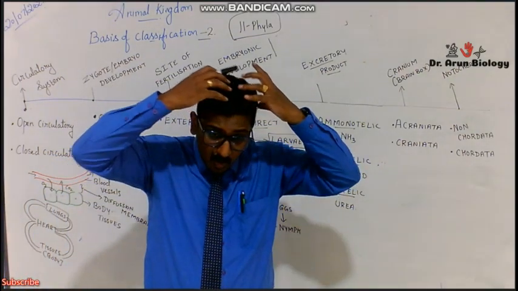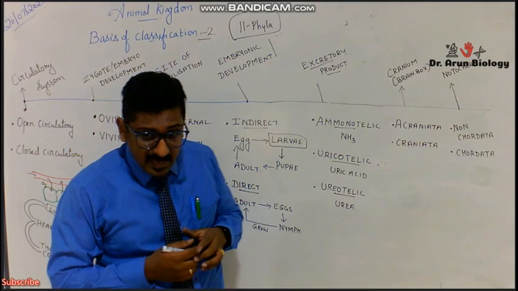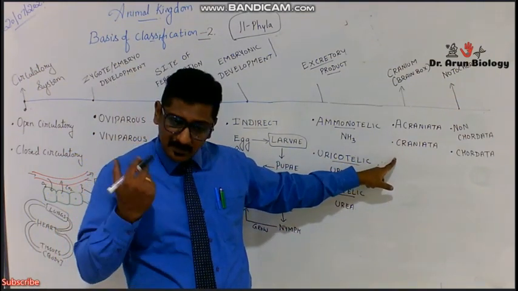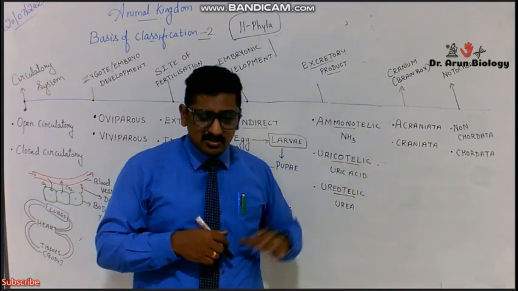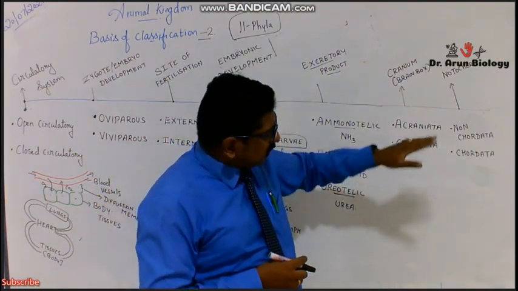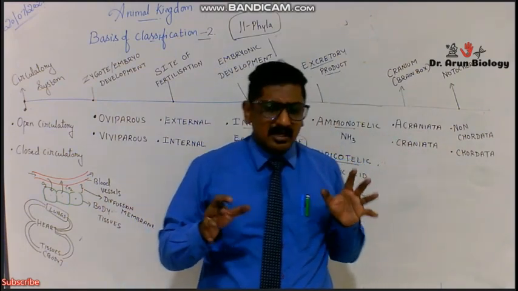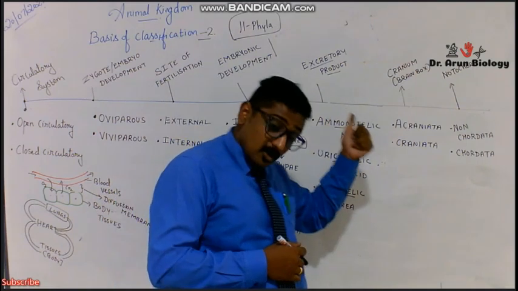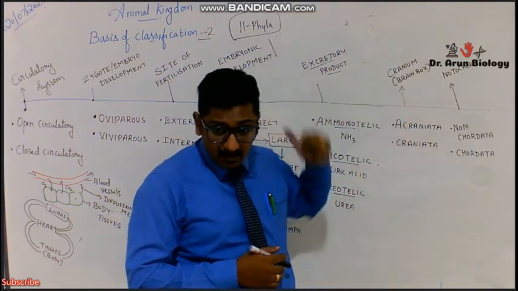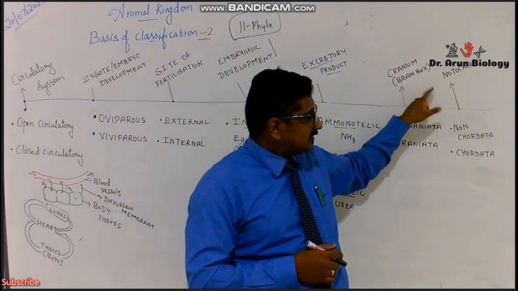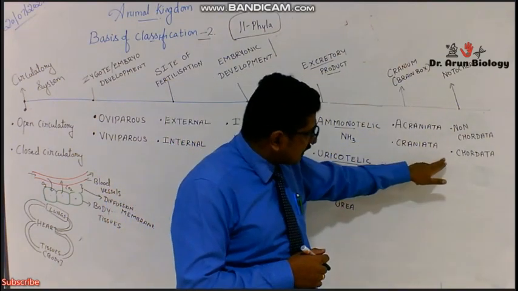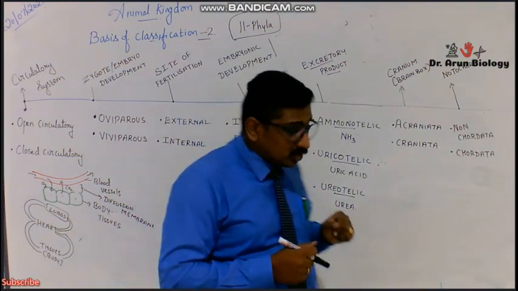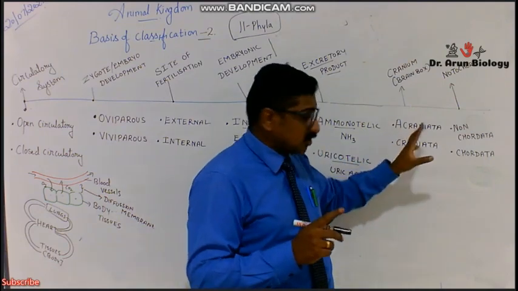Next, based on the cranium, or brain box: if the cranium is present, they are craniata. Human beings are craniata. If the brain box is not there, they are called acraniata. Notochord, nerve cord and pharyngeal gill slits I will teach when I introduce chordata. At that time, when discussing vertebrata, I will also tell you about the cranium. If the notochord is present in the embryonic stage, they are called chordata, and it is replaced by the vertebral column in the case of vertebrata. If the notochord is absent, they are called non-chordata.